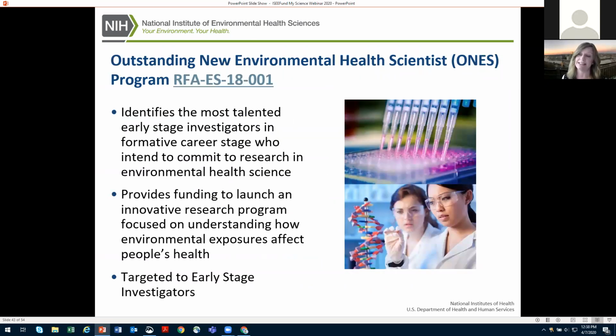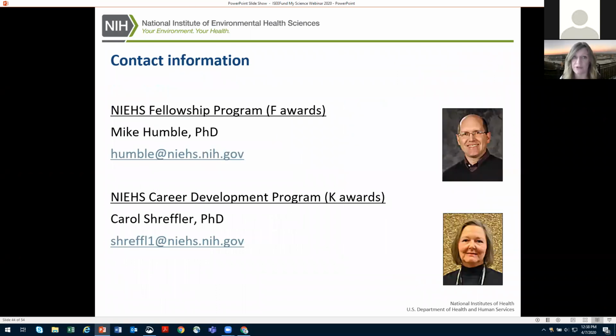And then here's our Outstanding New Investigator award. Anyone who is an ESI can apply to our RFA with a set-aside fund to fund 4 to 5 applications, where we identify the most talented early stage investigator at an institute. They're nominated from their institute. We take 1 per institute, and it really launches their research program. This is just for ESIs.